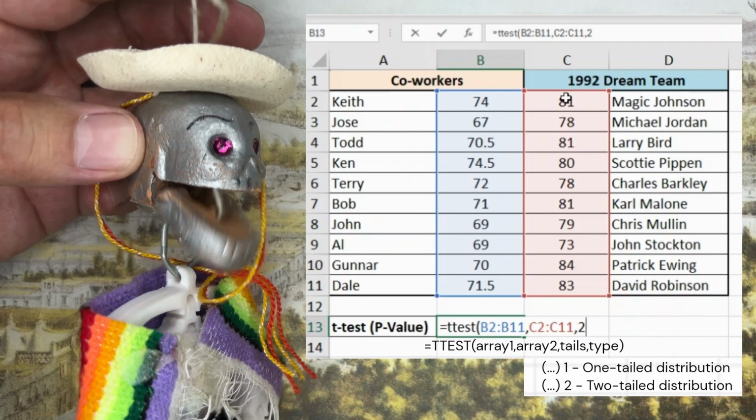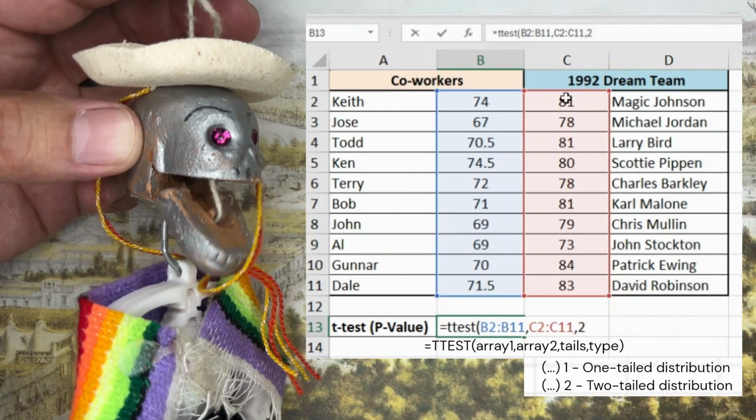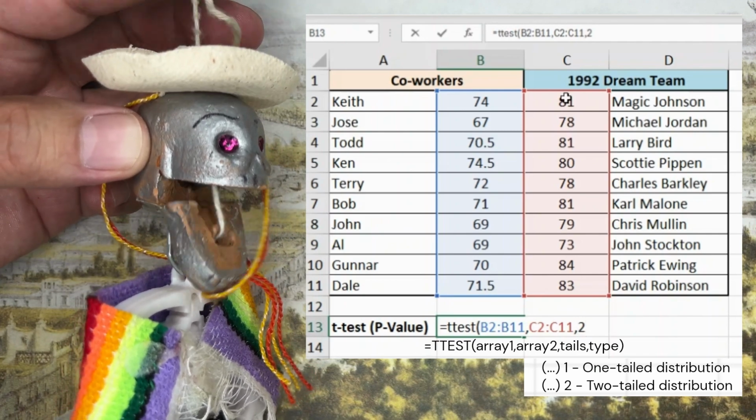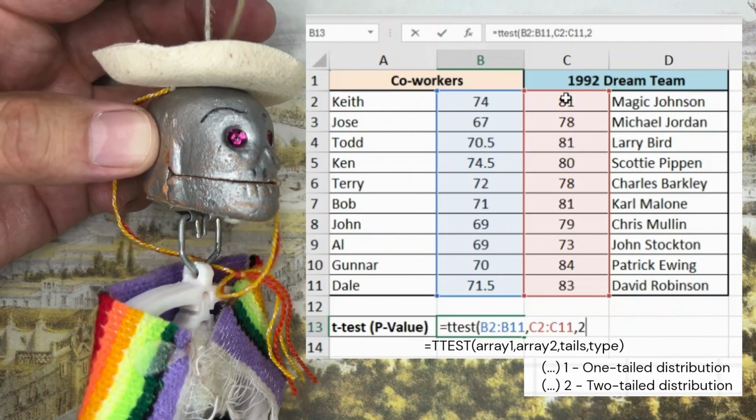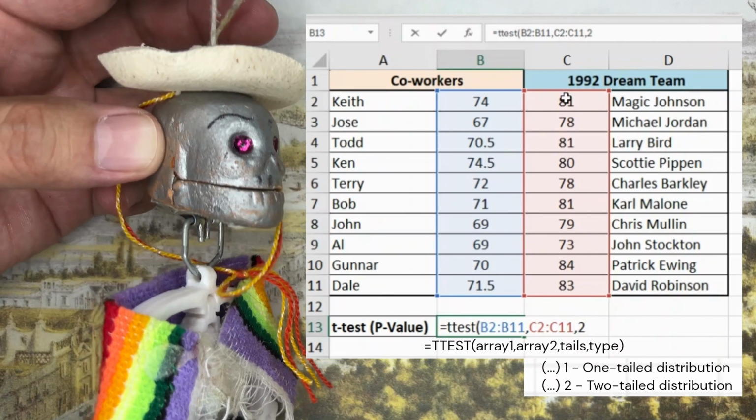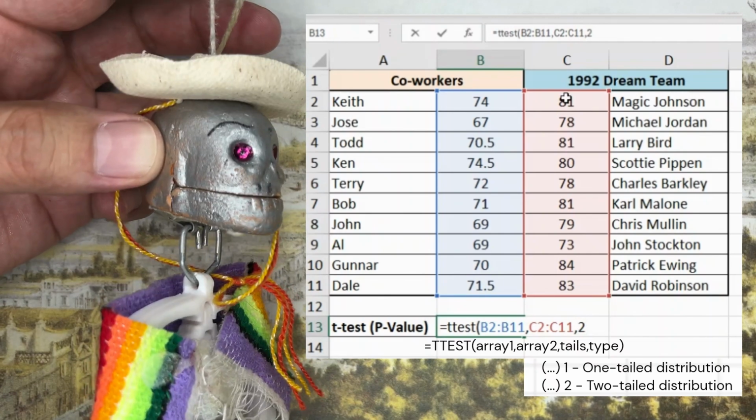Well, actually, we know in this case, since I can guarantee you that the Dream Team is taller than my coworkers, but in most studies, you don't know in which direction the variation is going to go. So for this example, we're going to type 2.